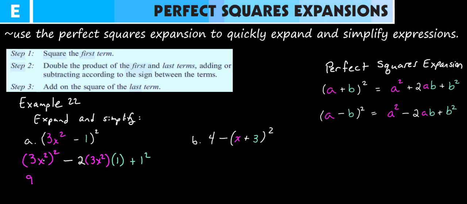X squared squared. We're going to add those exponents together. If you don't remember that, go back and look at some of the videos earlier where we talk about that rule. Minus, so 2 times 3 times 1 is 6. We're going to have our x squared, leave that alone. And plus 1.